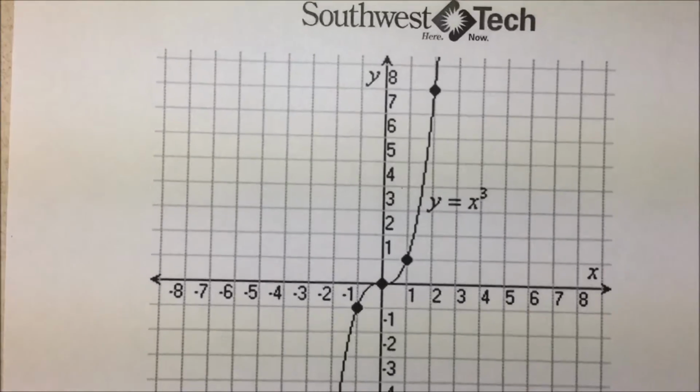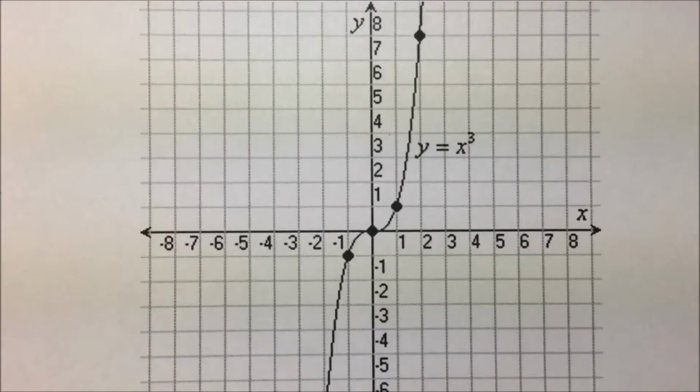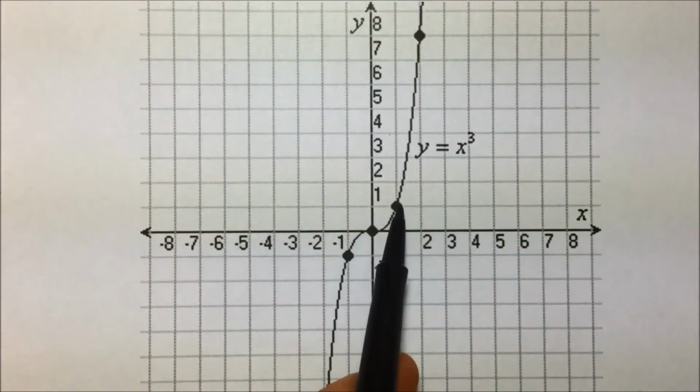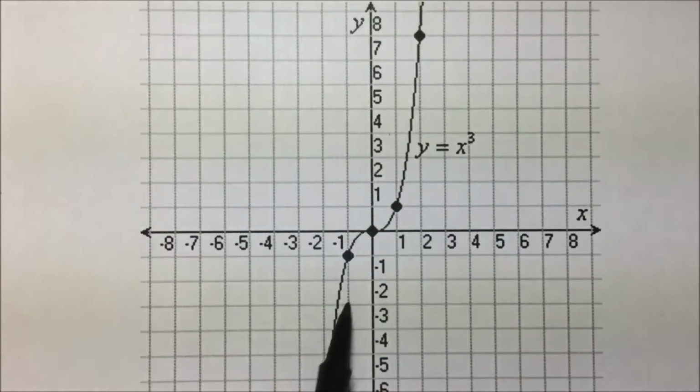Here we have another function. It's a cubic function. It's given by y equals x to the third power. It passes the horizontal line test. Even though it flattens out here, it's still moving along and would only, if we ran the horizontal line test, intersect once. Because it's passing the horizontal line test is proof that this is a one-to-one function and that it does have an inverse.